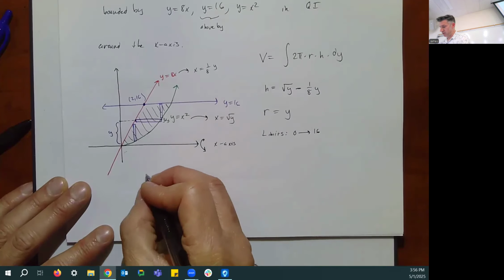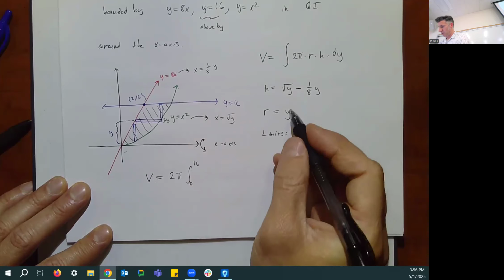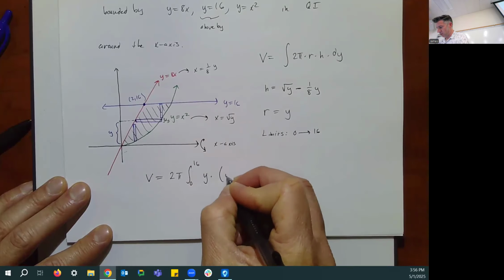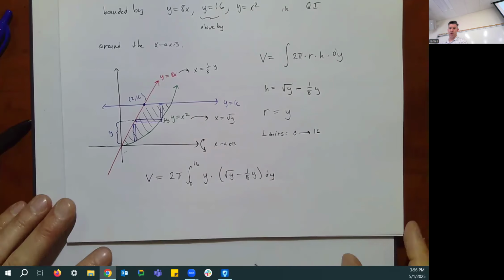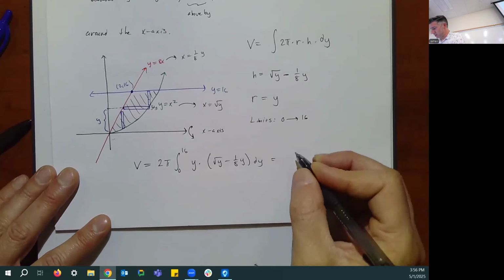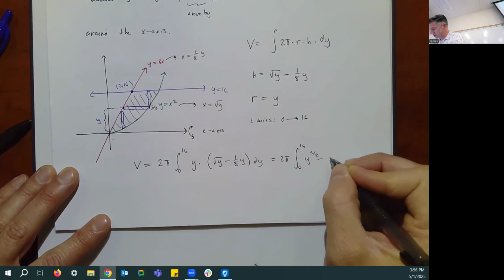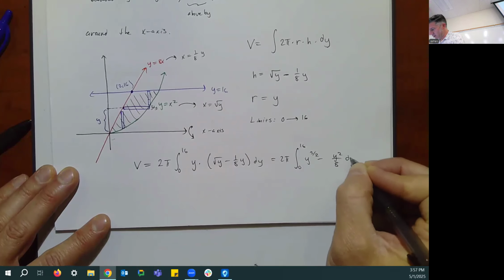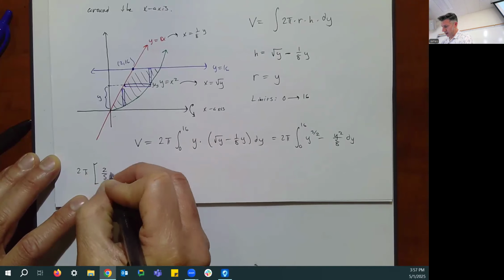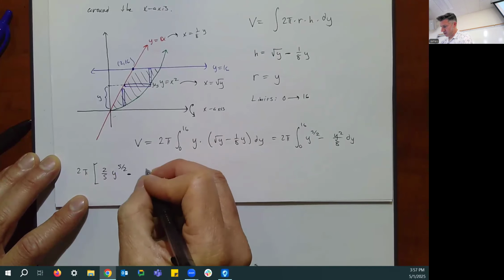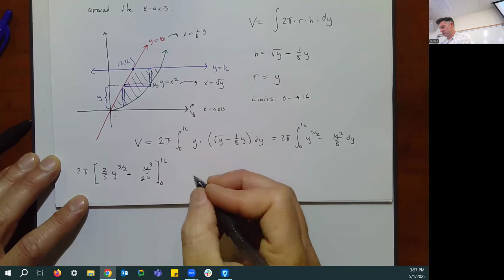So our volume integral should be 2 pi times the integral from 0 to 16 of y times root y minus 1/8 y dy. Which actually isn't that terrible, right? If you multiply this out, you'd be doing 2 pi times the integral from 0 to 16 of y to the 3/2 minus y squared over 8. You can totally integrate that and get 2 pi times 2/5 y to the 5/2 minus y cubed over 24, from 0 to 16.